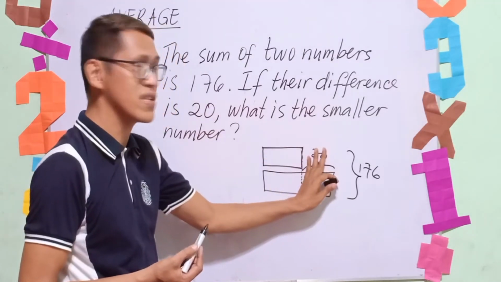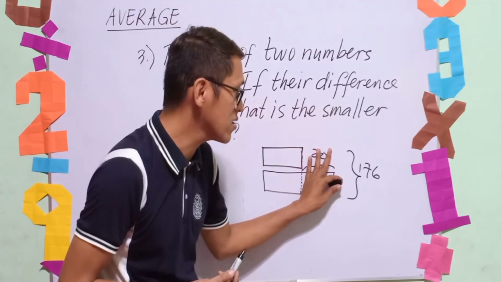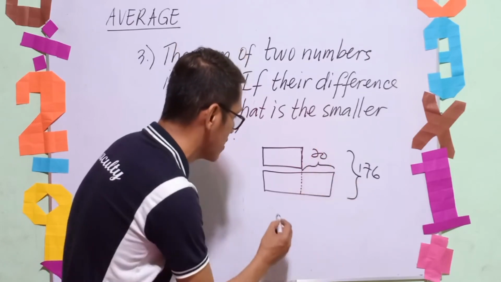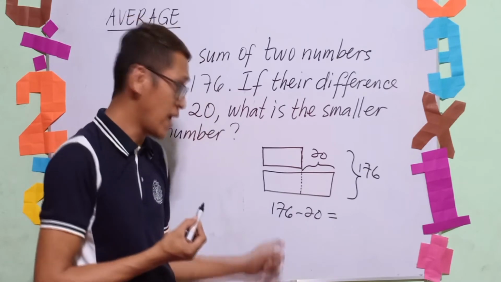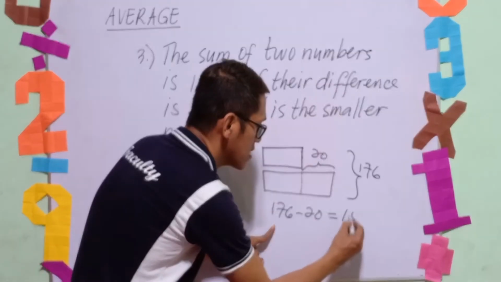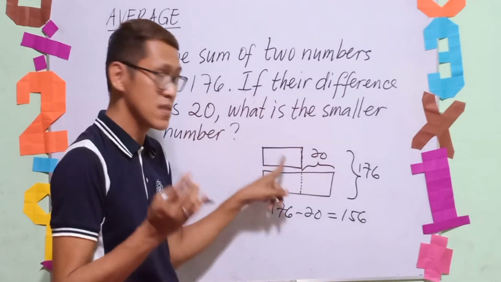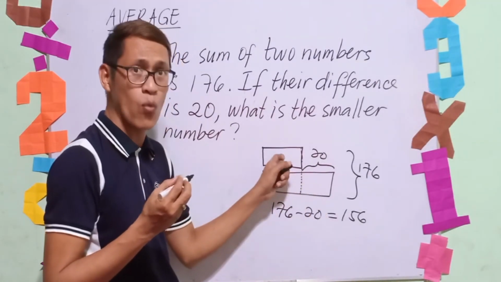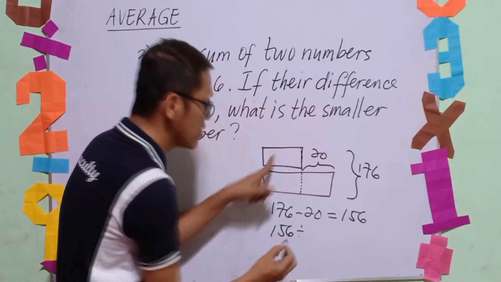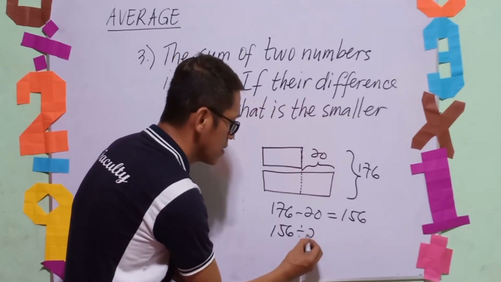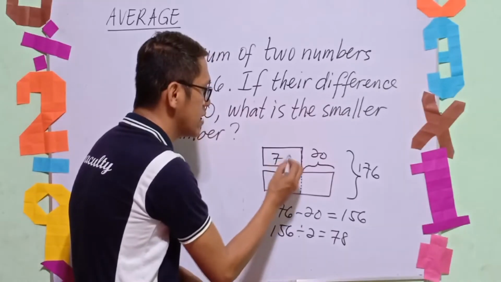You have to remove first the 20 so that you will have 2 equal blocks. So let's remove, meaning you subtract 176 minus the 20. That will give you 156. Meaning these 2 blocks represent 156. So how to get 1 block? So, okay, you divide 156 by 2 blocks, 2 equal blocks. And that will give you 78. So 1 block here is 78.